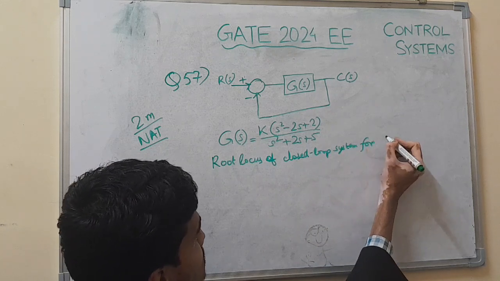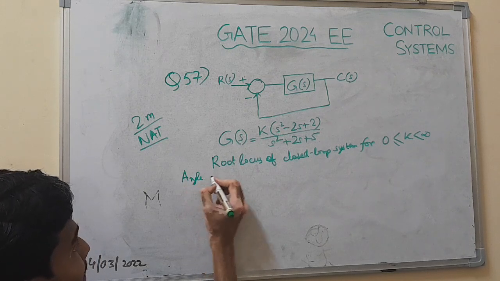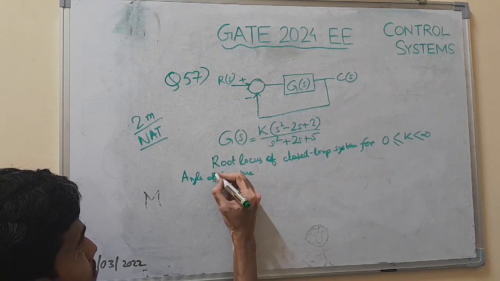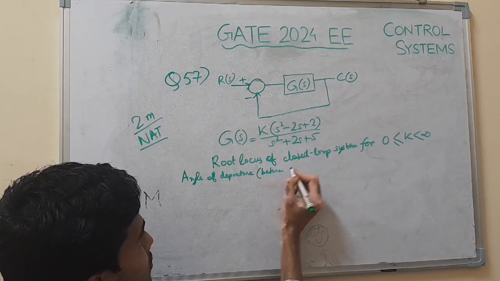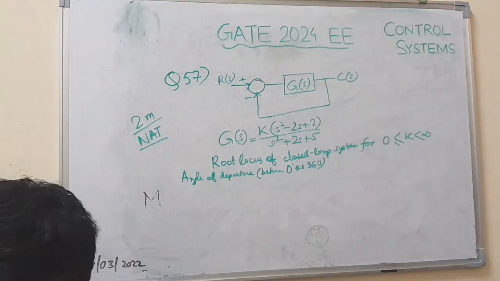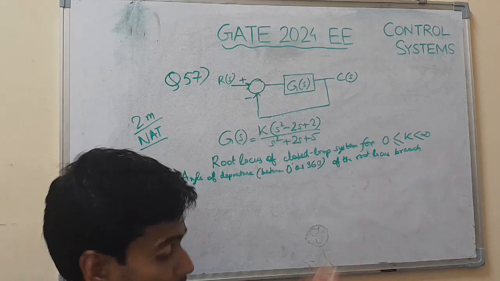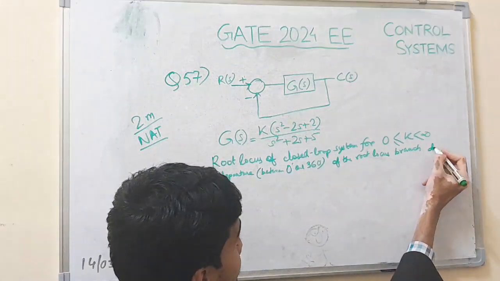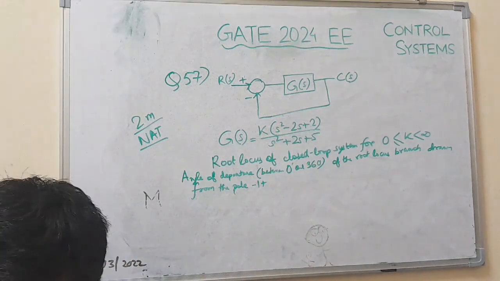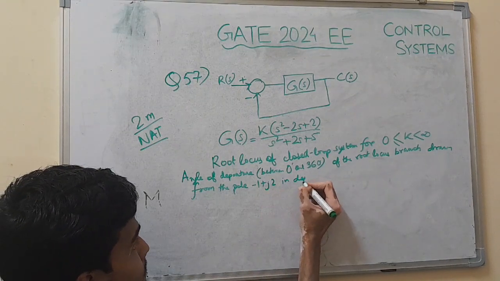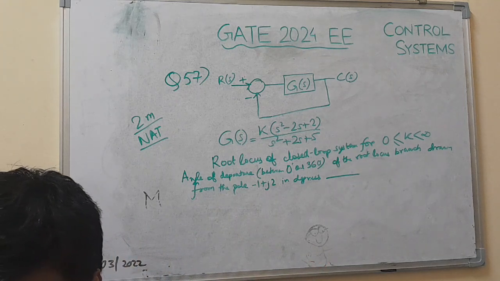As you all know, for this range, it is asked in the question: the angle of departure, between 0 degree and 360 degree, of the root locus branch drawn from the pole -1 plus j2, in degrees. This is a GATE question of 2 marks.